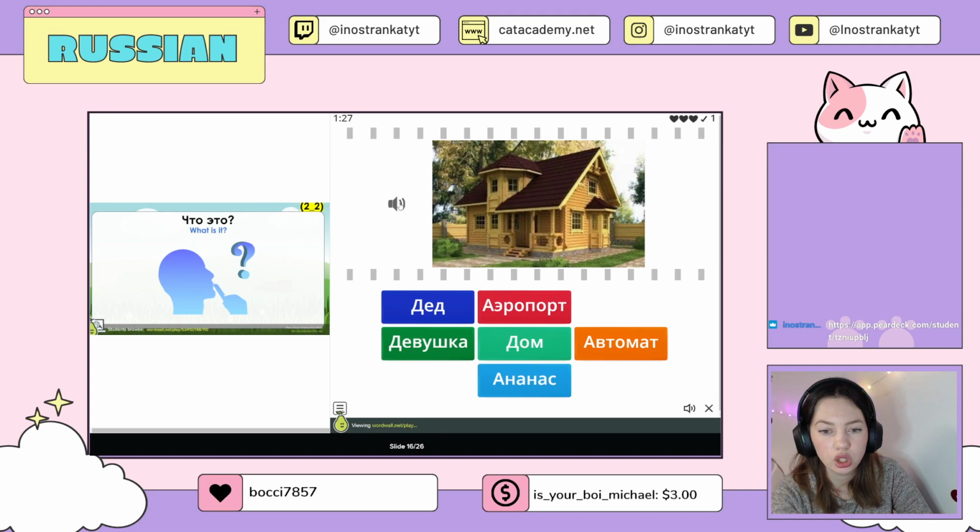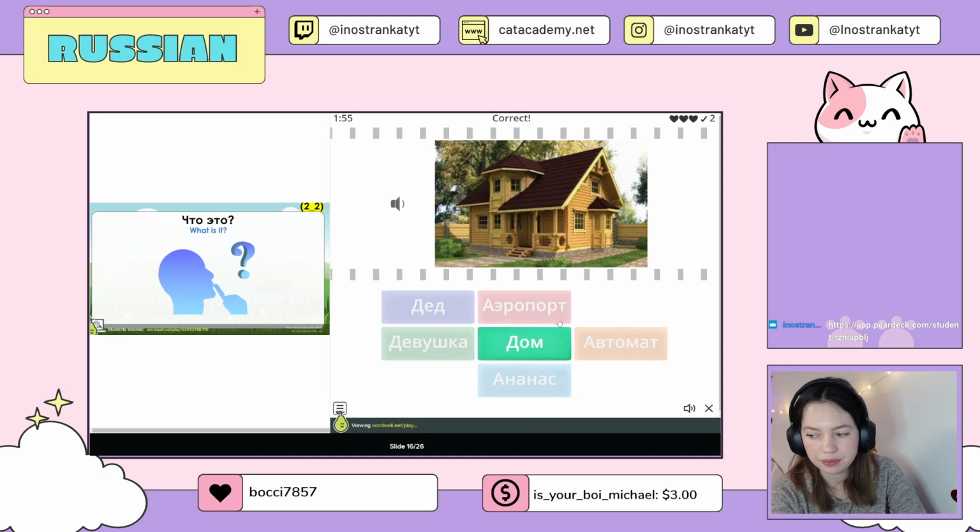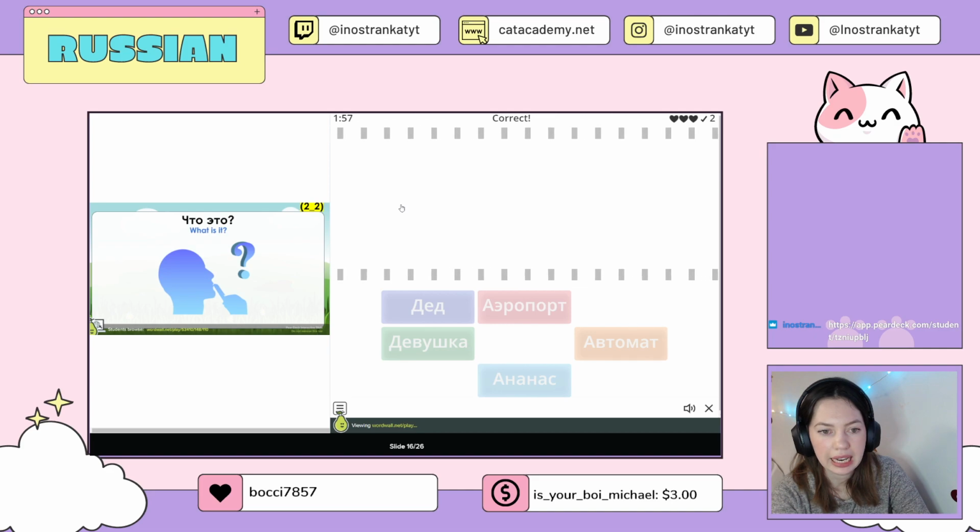Дом. Dom. This word is very easy because we learned letter D, so we know how it looks. Дом. And the rest of the word is om. D, o, m, dom. So 3 letters, quite easy to figure out. Green, or bright green. Next one.